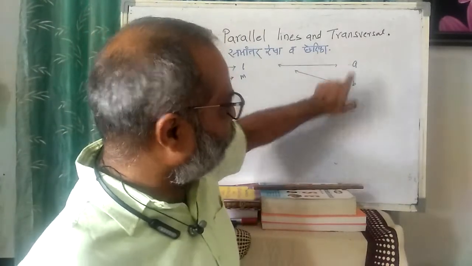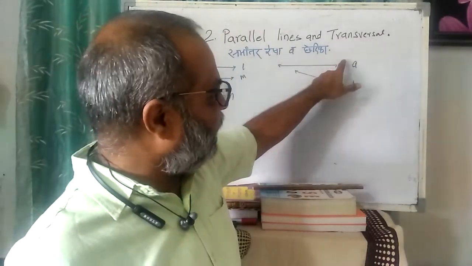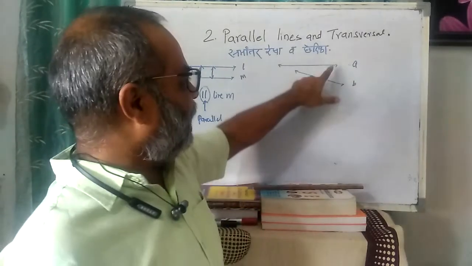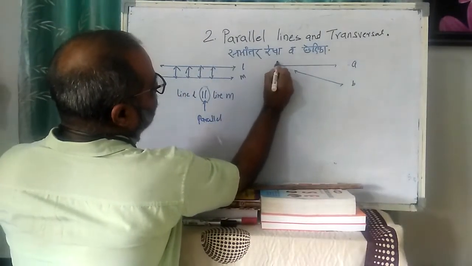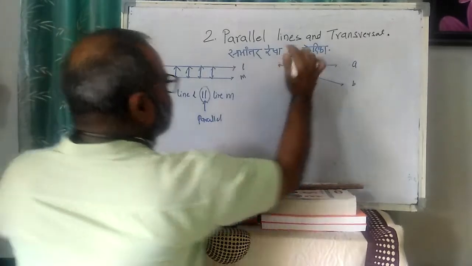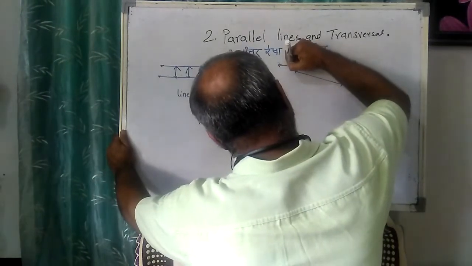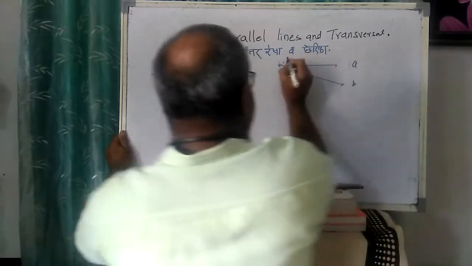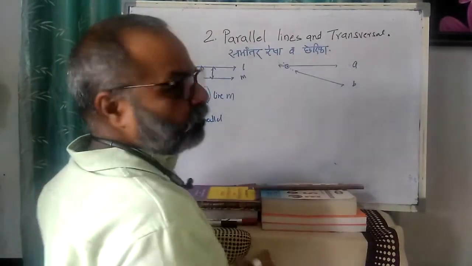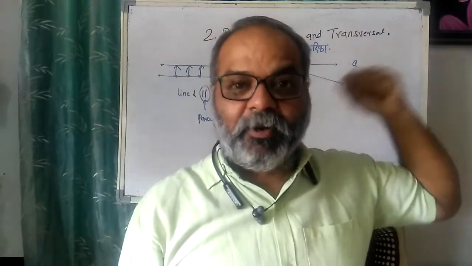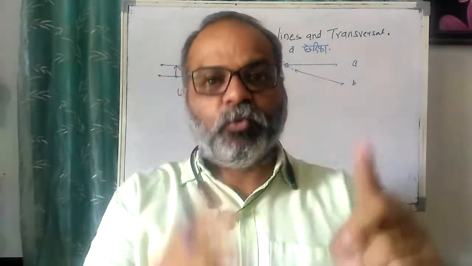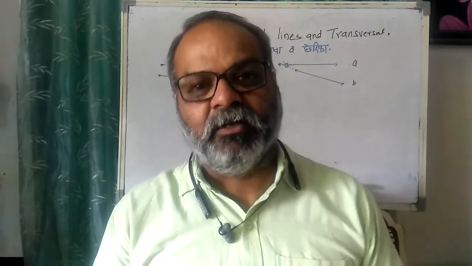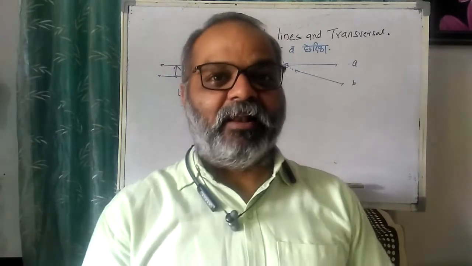Now just look at this figure. Here is line A, line B. If I extend that line B, okay, I just extend it. So that line meets here, which means that in that plane the lines meet with each other. And when two lines meet with each other, they are not called parallel lines.